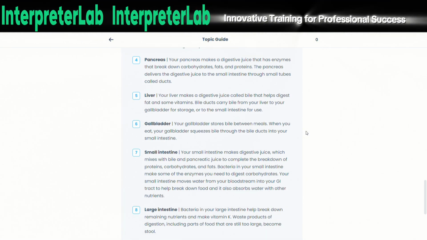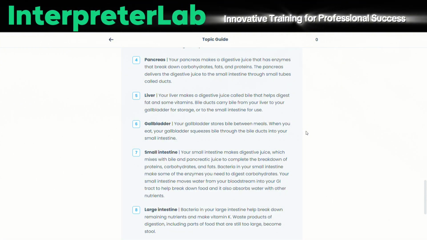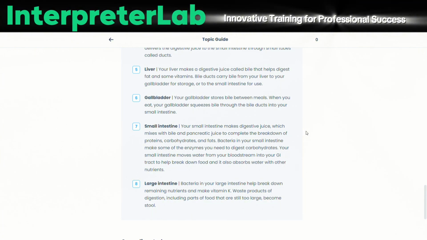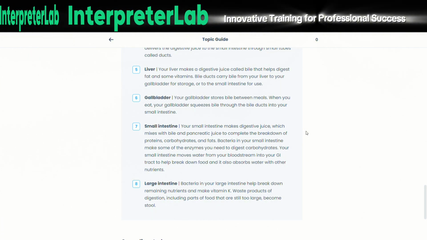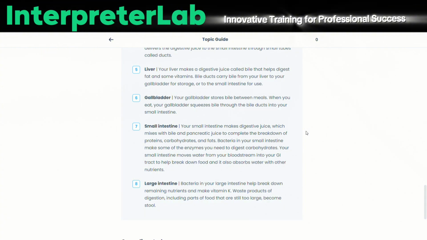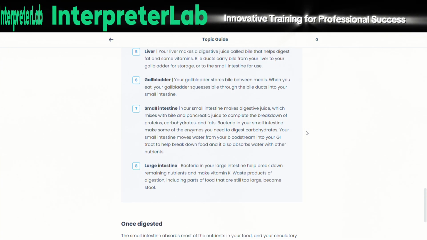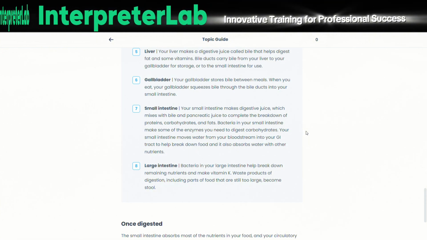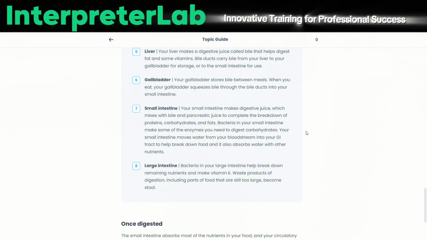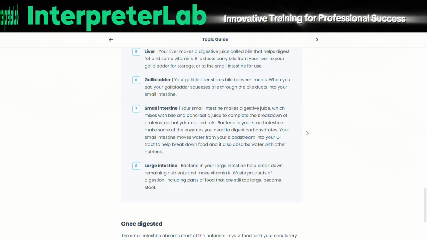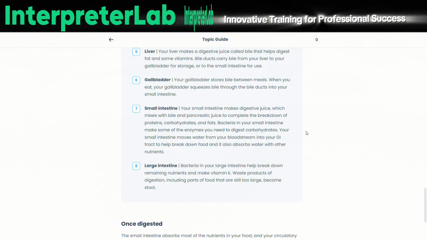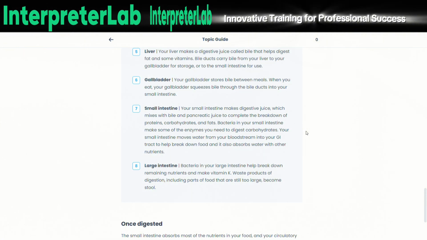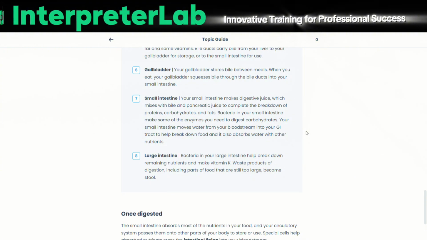Small intestine. Your small intestine makes digestive juice, which mixes with bile and pancreatic juice to complete the breakdown of proteins, carbohydrates, and fats. Bacteria in your small intestine make some of the enzymes you need to digest carbohydrates. Your small intestine moves water from your bloodstream into your GI tract to help break down food, and it also absorbs water with other nutrients. Large intestine. Bacteria in your large intestine help break down remaining nutrients and make vitamin K. Waste products of digestion, including parts of food that are still too large, become stool.